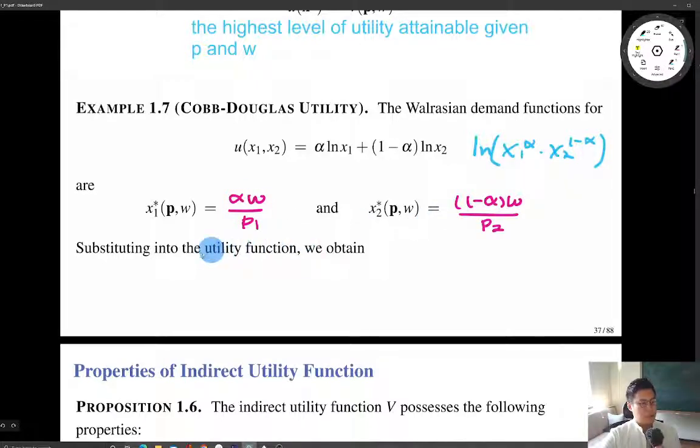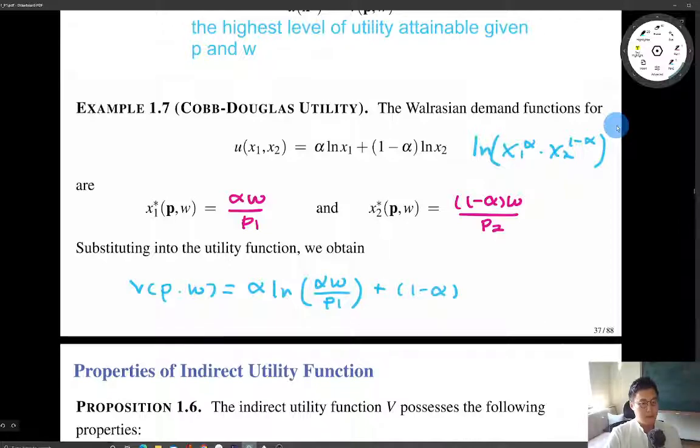All right, so substituting this Walrasian demand into the original function, we obtain our indirect utility function. Function v is going to be alpha ln x1 star plus 1 minus alpha ln x2 star. After substitution, function v now depends on the prices P1 and P2 and income W.